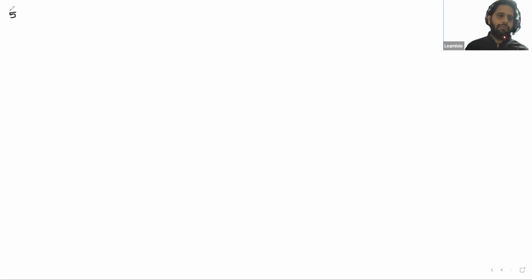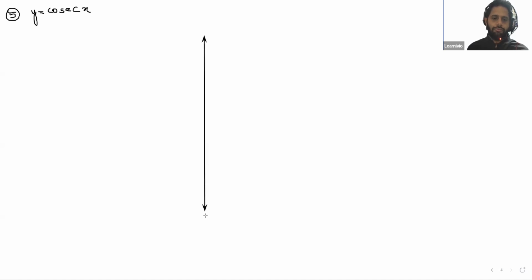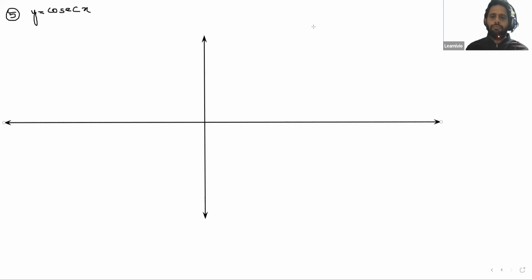y is equal to cosec x. Okay. Noma, please tell me what is the value of cosec pi by 2? One. Very good. And what's the value of cosec 0? 0. No. Again check. Not defined. Very good.